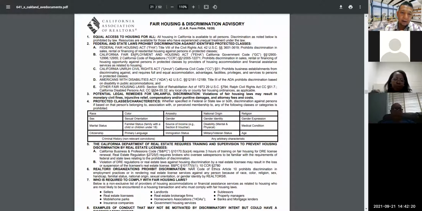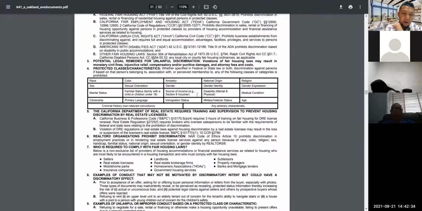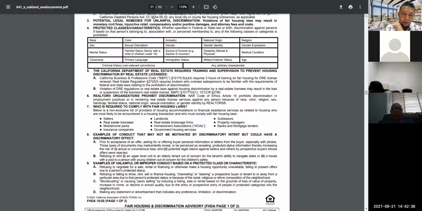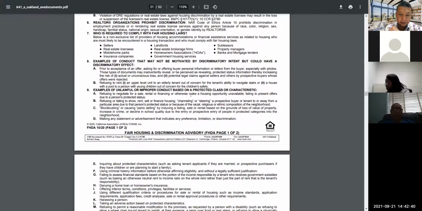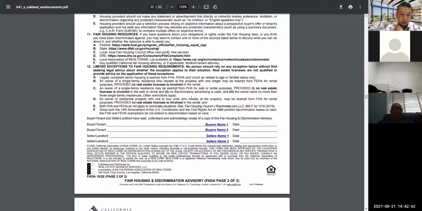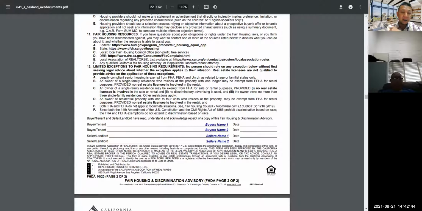There are also other Fair Employment and Housing Acts that discuss discrimination, the Unruh Act, the Civil Rights Act, and the Americans with Disabilities Act, as well as other fair housing laws that have been passed over the years. So just understand, read this through. Please show this to your sellers, because we as realtors are held to a high standard.